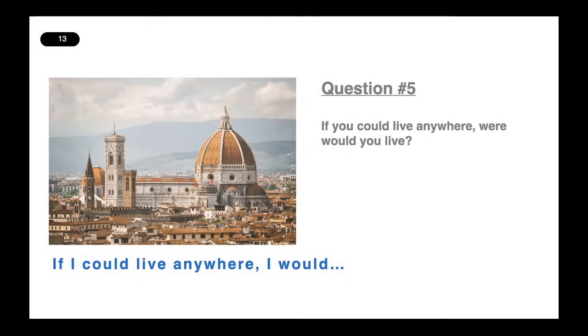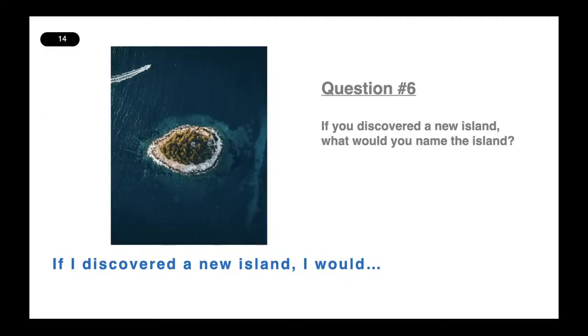Okay, let's look at the next one. Number 6, if you discovered a new island and it became your island, what would you name the island? If you discovered a new island and it's yours, you get to keep it because you discovered it. What would you name it? What would your new island be called? And I have the perfect answer for this one. But I will wait for some of you.